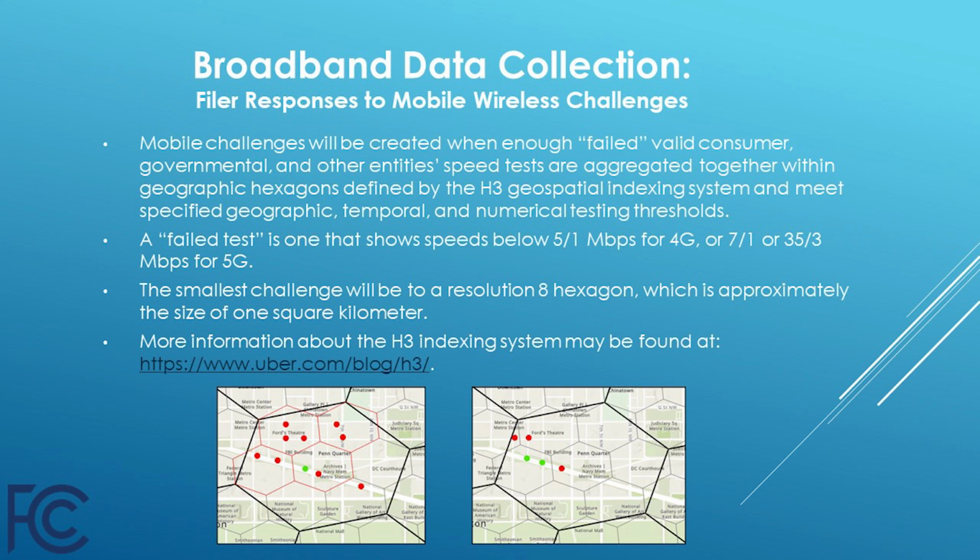Challenges are created by associating the location of validated speed tests within geographic hexagons defined by the H3 geospatial indexing system. The smallest challenge will be to a resolution 8 hexagon, which is approximately the size of 1 square kilometer. Once there are enough failed tests, or tests showing speeds below 5.1 megabits per second for 4G, or 7.1 or 35.3 megabits per second for 5G within a resolution 8 hexagon to meet specified geographic, temporal, and numerical testing thresholds, a cognizable challenge will be created. Providers must respond to all cognizable challenges.